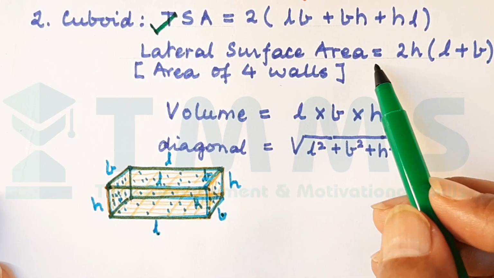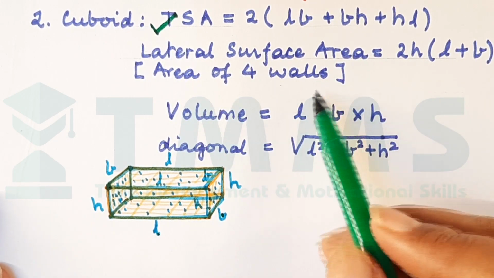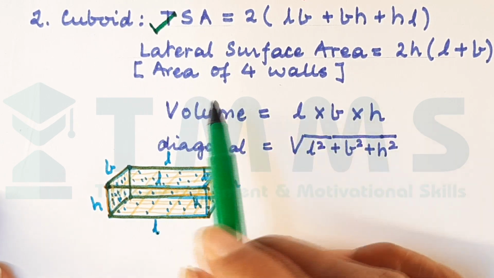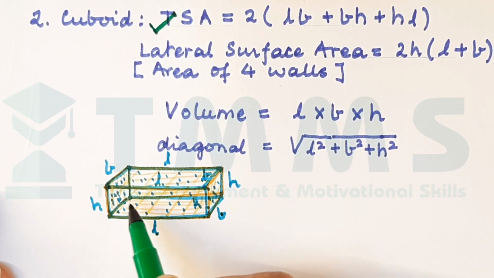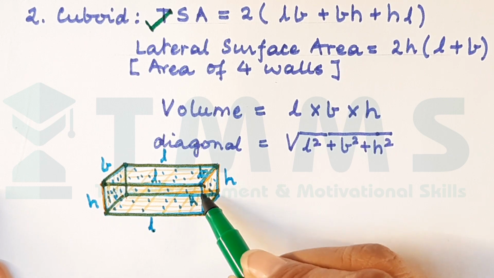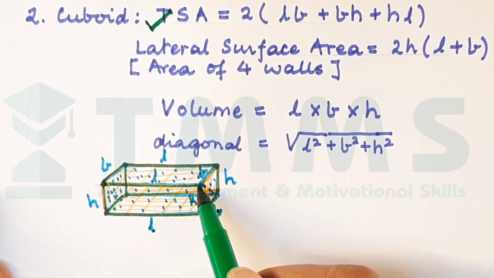The lateral surface area will be the area of 4 walls. All you have to do is just look at any room where you are seated. The room will have 4 walls. Of course, there are doors and windows also. But the main thing is that you look at the walls. So you'll have this, which is H into L. This will be B into H. And there are 2 of these.